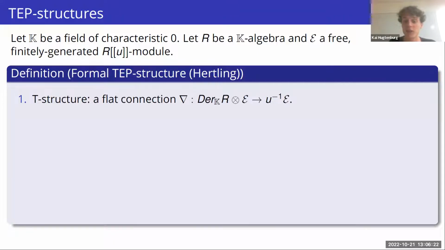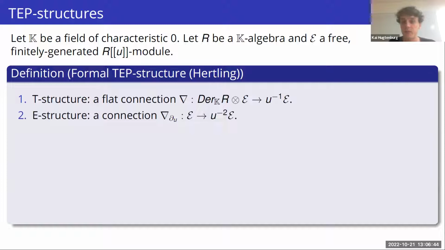A T structure is a connection just sort of on the base. So you take derivations on R, and then that is the input for the connection. And these connections have a pole of order 1 at U equal to 0. So this is what this map, sort of to U inverse of E, denotes.